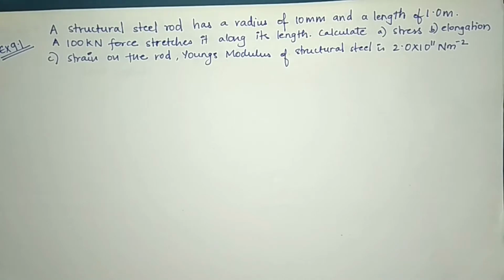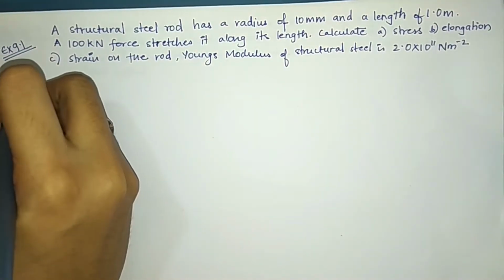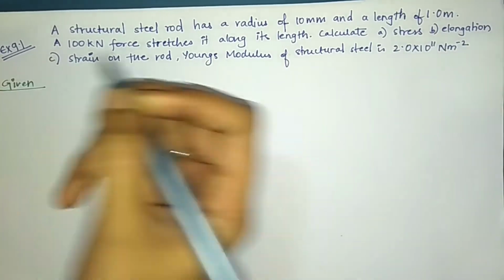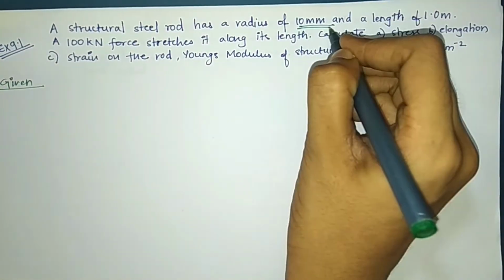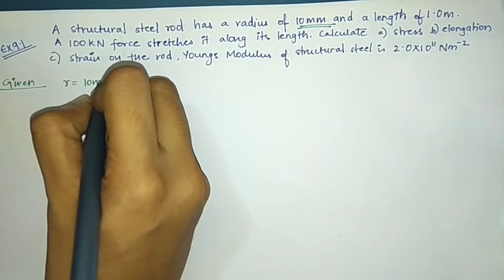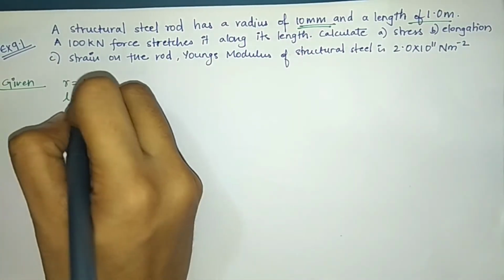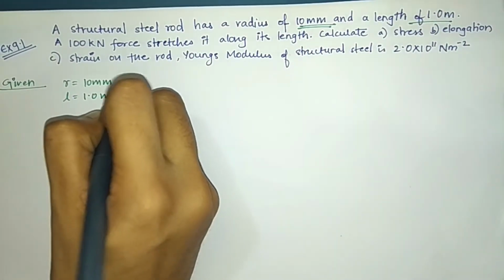While solving any problem in physics, it's better to write down what is given, what quantities you need to find, and then proceed with the solution. So first we'll check what is given in the problem. First is the radius of the steel rod, which is 10 mm. Next is the length of the steel rod, that is 1.0 meter.